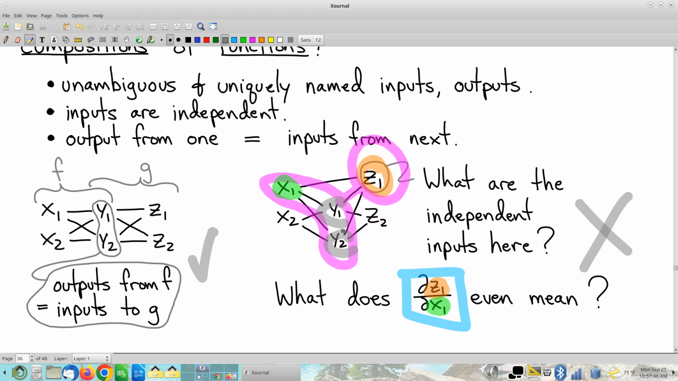This is confused garbage nonsense. Does that make sense? So you have to... It violates these rules. It isn't this nice simple story right here. So you just can't do business with this. This is not a shorthand for a composition of functions. And so I don't know what it is, but we can't apply our chain rule to it.